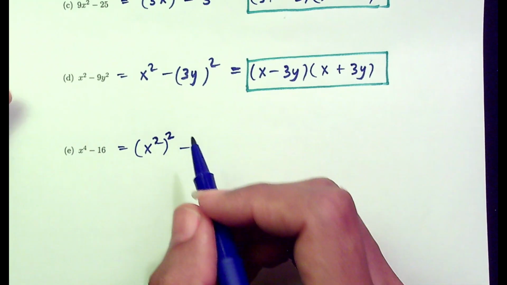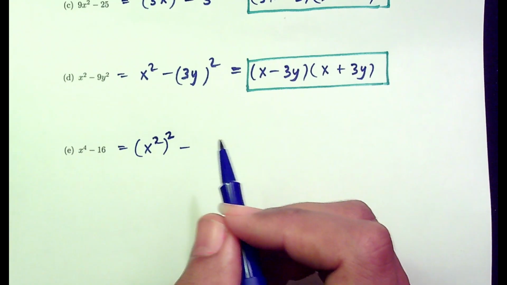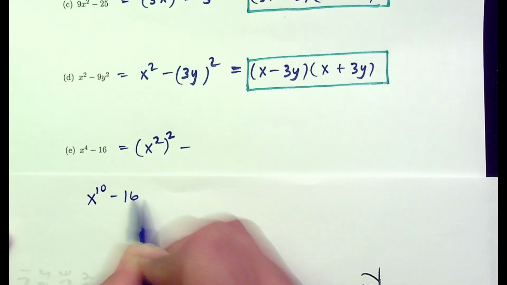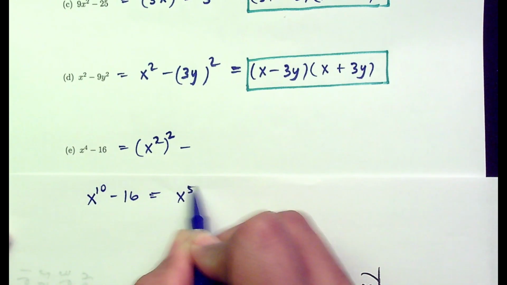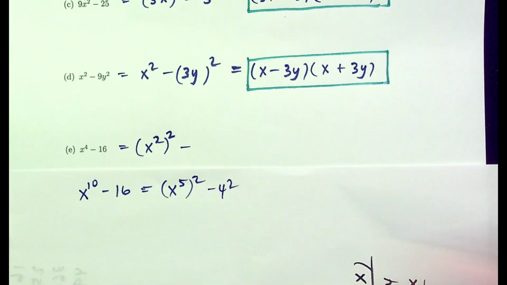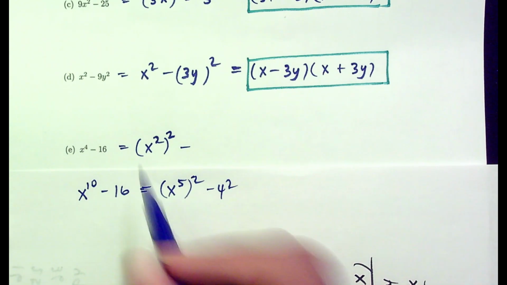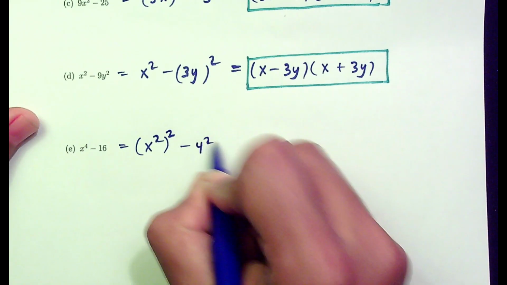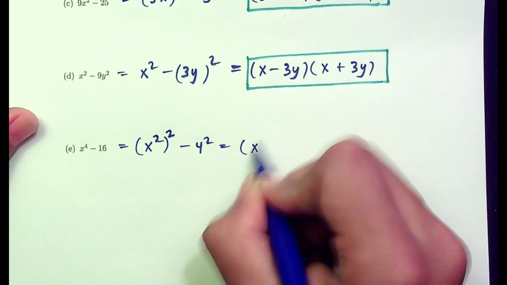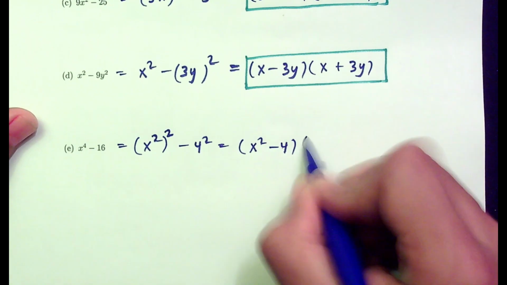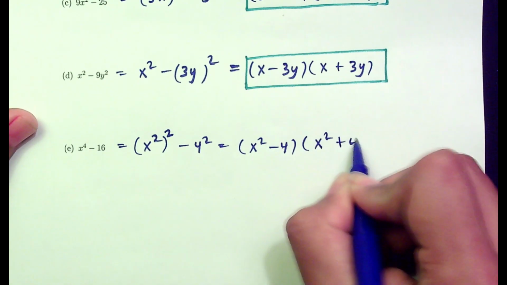So if it was like x to the 10 minus 16, then this would be like x to the 5th squared minus 4 squared. All right, so as long as this exponent is even, you can do that. All right, so this one is x squared squared minus 4 squared. The first term is going to be x squared minus 4, which is what you would get if you drop the 2's. And then the next term is the same, but with a plus.